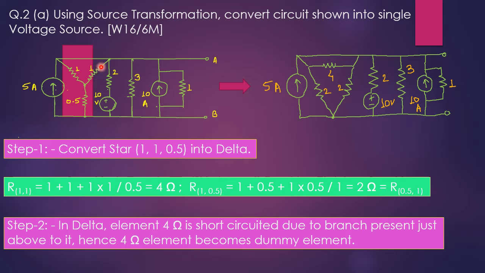Now when you have to find the delta element between 1 and 0.5, the equation is again the same: 1 plus 0.5 plus 1 into 0.5 upon the third element, that is 1. So its answer is 2. Now you find that the delta element between 1 and 0.5 would be the same for this 0.5 and 1. So the value of that delta element is the same, that is 2 ohm.